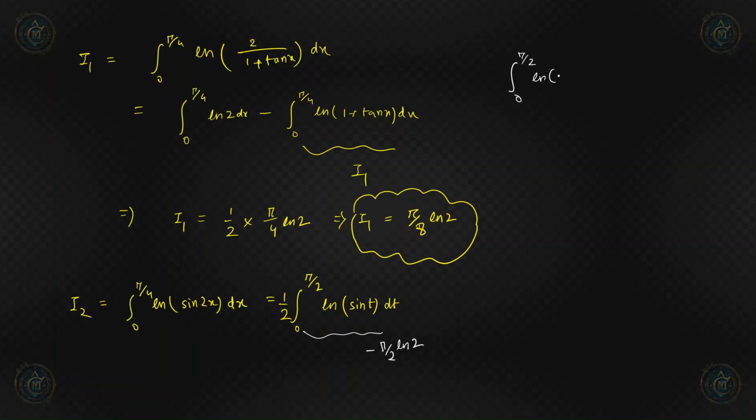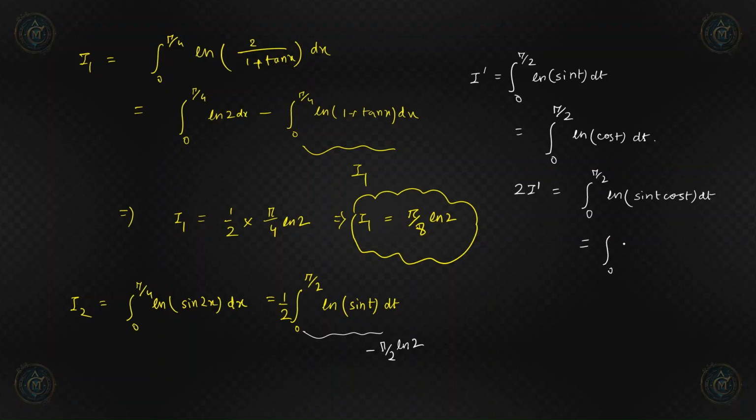So integral log of sine t dt from 0 to pi by 2, this we can also write as integral 0 to pi by 2 log of cos t dt, by the King's property. So let's call this I dash. So I dash is this, right? So 2I dash will be what? We simply add these two integrals here. So we get integral 0 to pi by 2 log of sine t cos t dt.